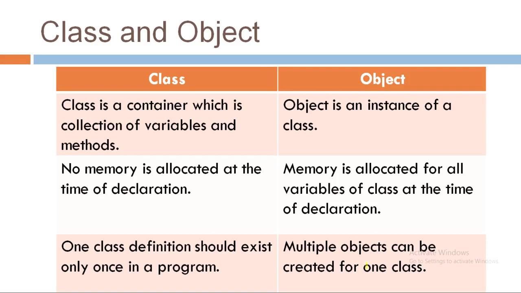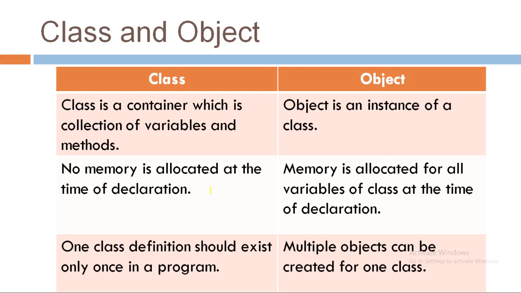Now let's see the comparison between class and object. In the first point we can say that a class is a container which is a collection of variables and methods, while an object is an instance of a class. Means class provides a container and an object is a variable of type class. The second point is that no memory is allocated at the time of declaration of a class, while in the case of objects, memory is allocated for all the variables of the class at the time of declaration.